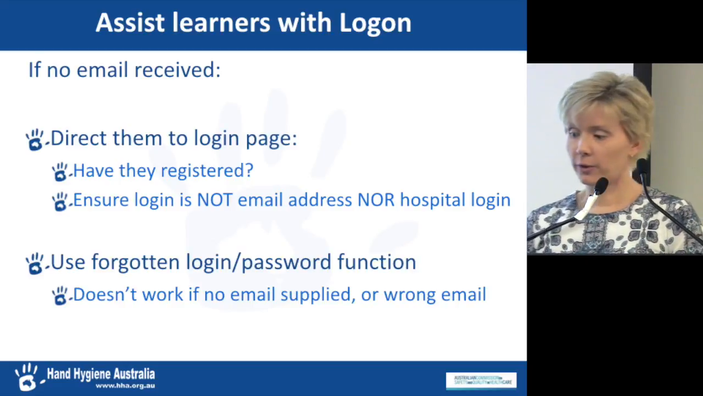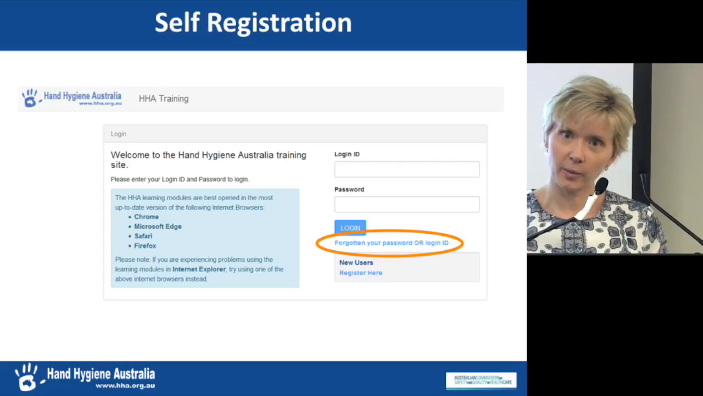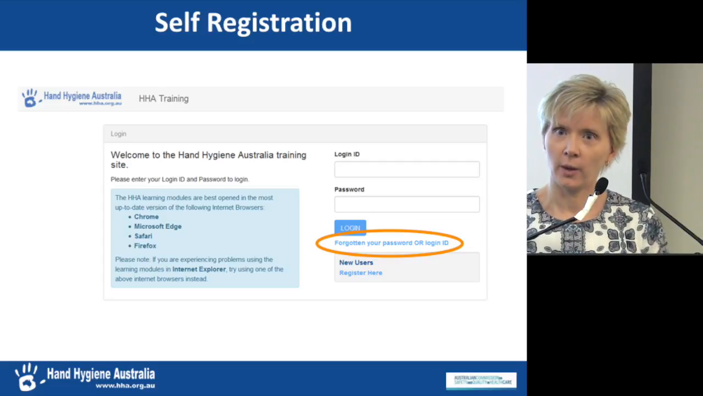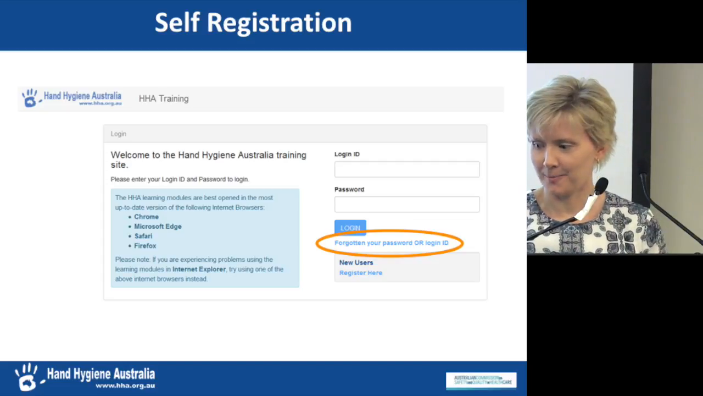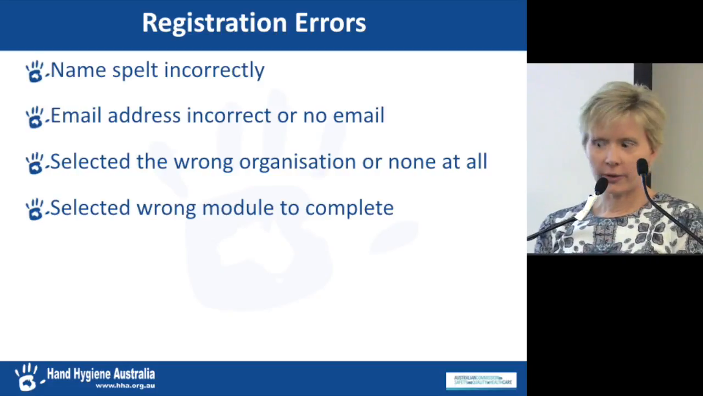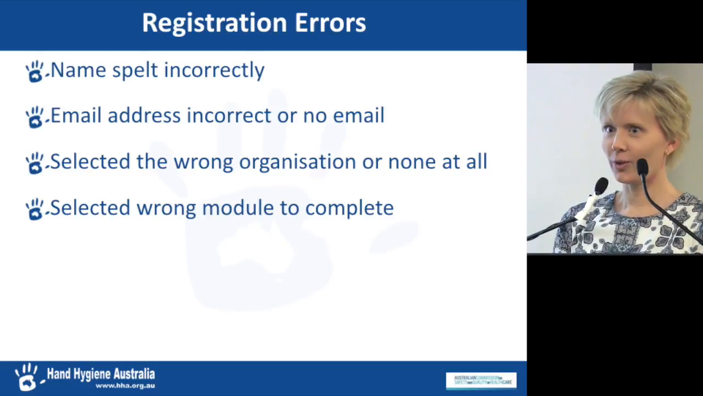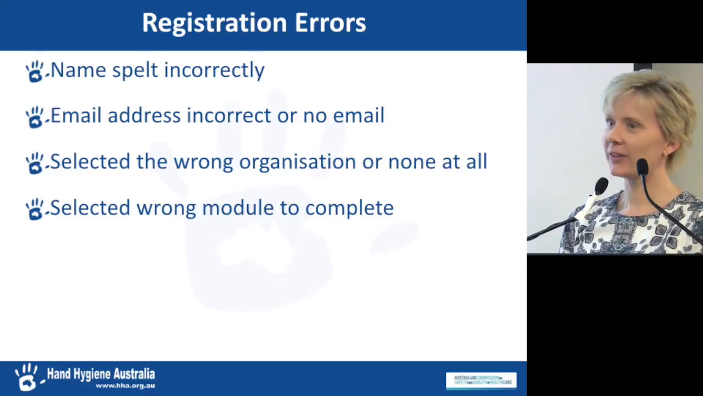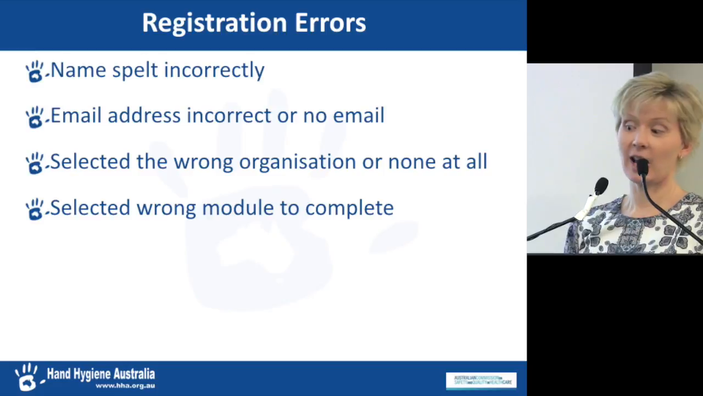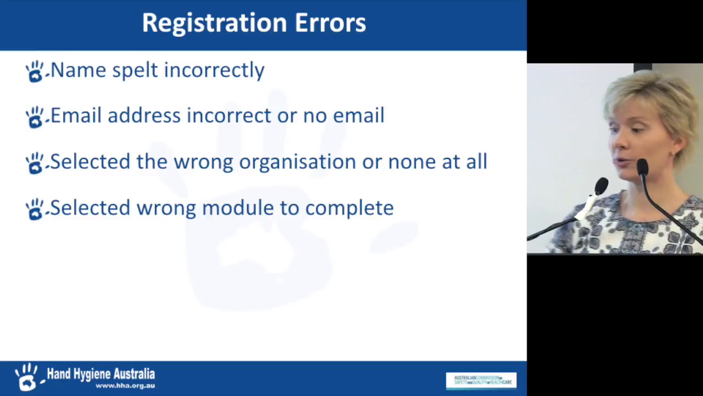And there is a forgotten password function, but if they didn't supply their email address or they wrote it down wrong, then they won't receive the emails from that. Some other errors that are made occasionally is that sometimes people spell their names wrong, or their email address is wrong, or they select the wrong organisation to attach their name to, or they select the wrong module to complete.